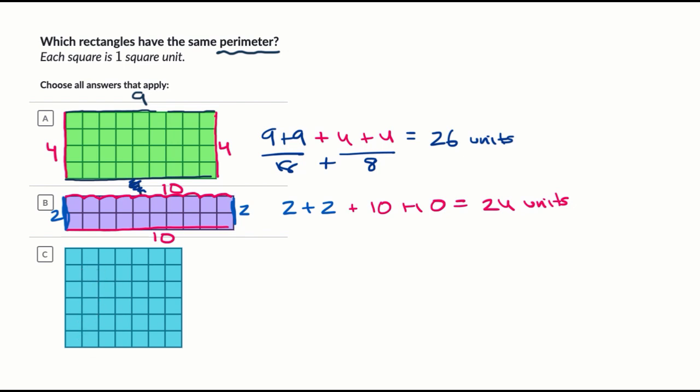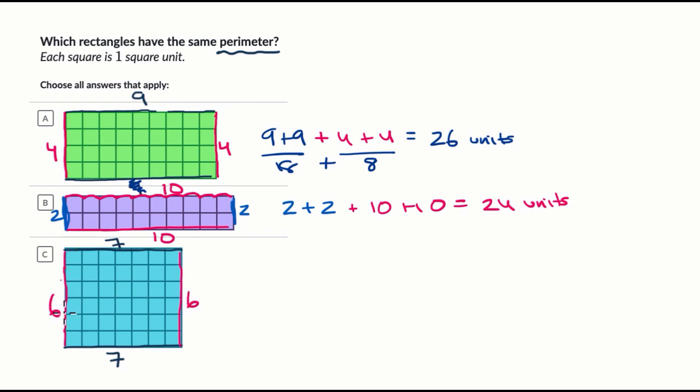So in this last one, if I were to look at the width, it's 1, 2, 3, 4, 5, 6, 7. So that's 7 units. So down here is going to be 7 units as well. And if I were to look at this height, 1, 2, 3, 4, 5, 6. So that's 6. And so this is going to be 6 as well.